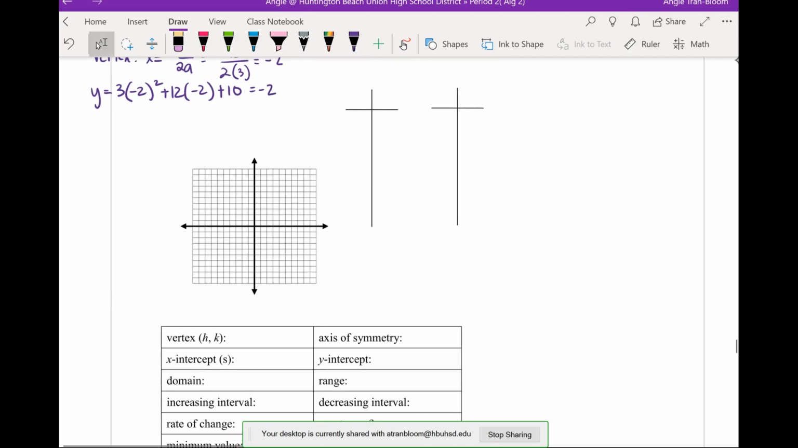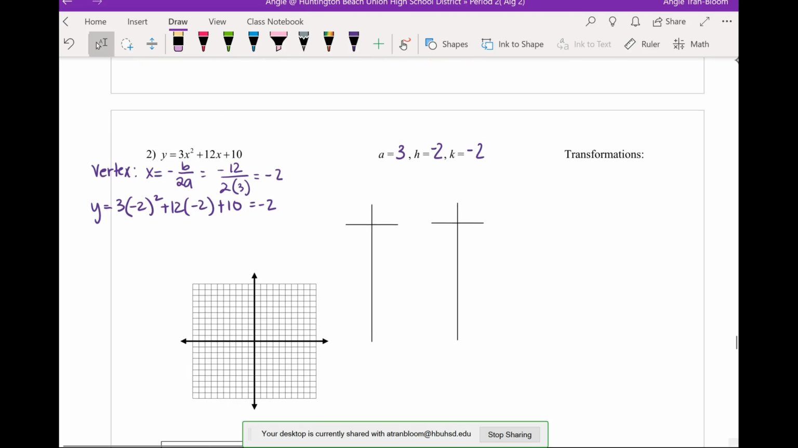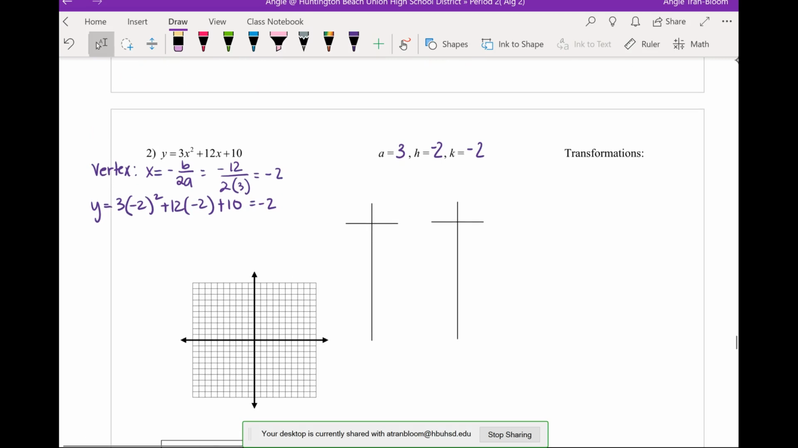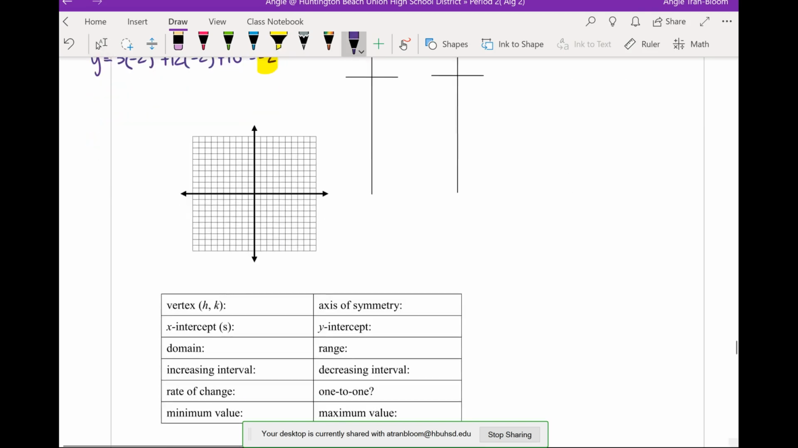Yes? Wait, why is K -2? Oh yeah, good question. Why is K also -2? Because this is the vertex, right? To get the vertex, we have a formula for the x-coordinate. To get the y for the vertex, we plug it in. So we also have -2. So now we can go in a vertex box and write in, what's our vertex coordinate? -2, -2. And remember, back in the day when we were graphing H and K form, H and K is always the vertex. H comma K.